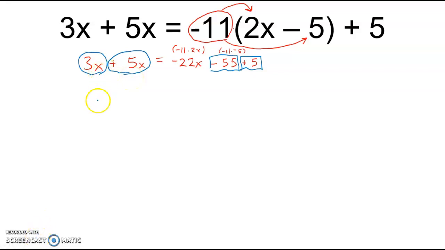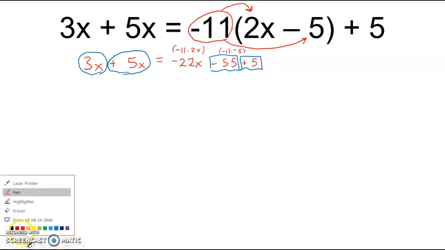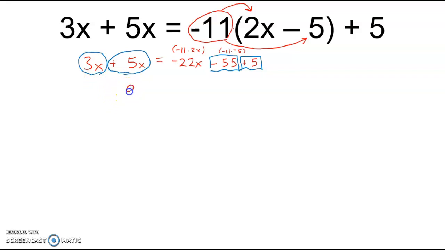So here, if we rewrite this equation, we will rewrite it as 3x plus 5x. This will be 8x. Those have been used, done. Is equal to negative 22x. We hadn't done anything with that one, so we just keep that one the same. And we have, oh, I'm sorry, I made a mistake here. This should be a positive. You're good if you caught that, because negative 11 times a negative 5 is a positive 55, which plus 5 equals positive 60. All right, we're not done.